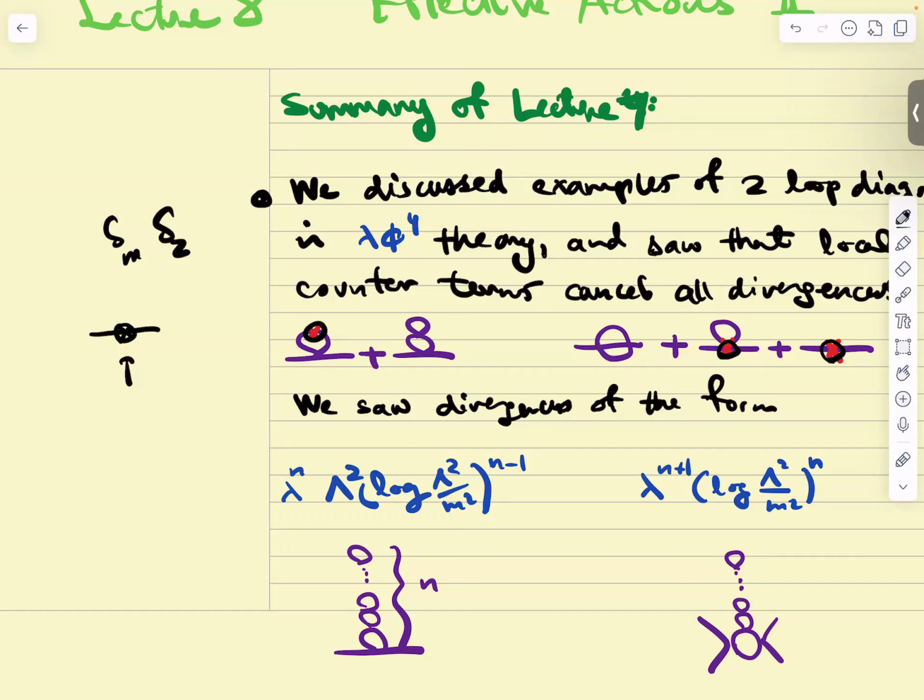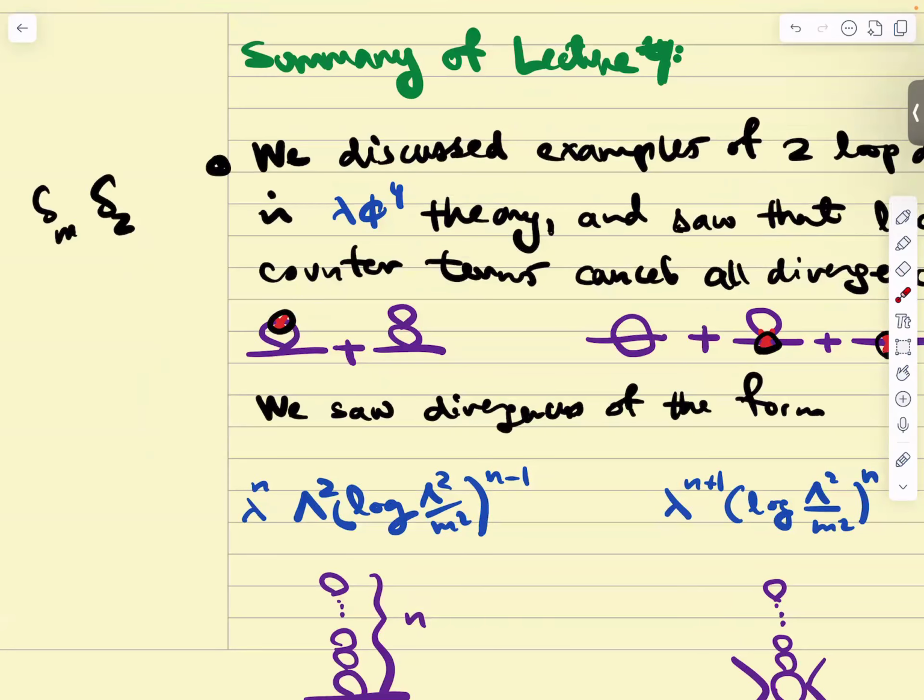Because its job, its raison d'etre, is to cancel the divergence of this diagram. And this diagram is order lambda, therefore it has to be order lambda. That's what it achieves under the renormalization condition. The renormalization condition tells you that this guy and that guy at your mass scale of interest cancel. So if this is order lambda, that's going to be order lambda. Now this diagram is clear. This diagram is of course order lambda squared, and so is this diagram.